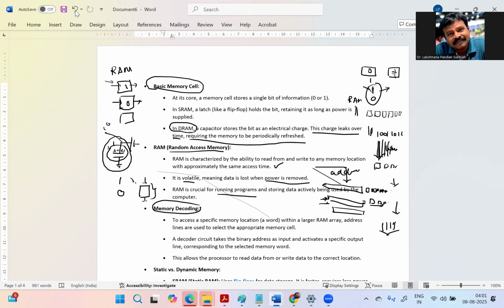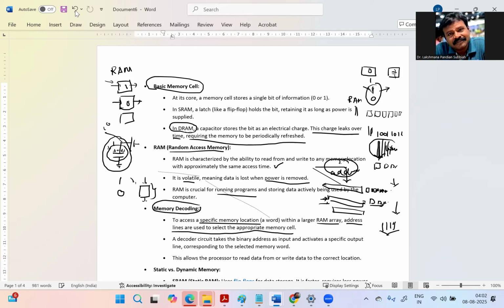Right. Now, to access a specific memory location, this is important, within a large RAM array, I told you array. The address lines are used to select the appropriate memory row. So this is the address line to enable, and this is the data bus through which we send the data. A decoder circuit takes the binary address as input and activates the specific output line.